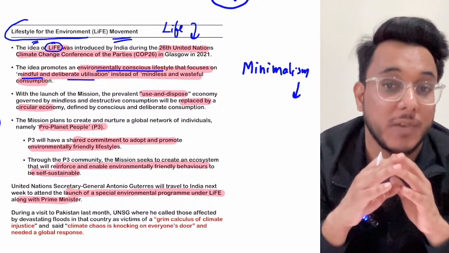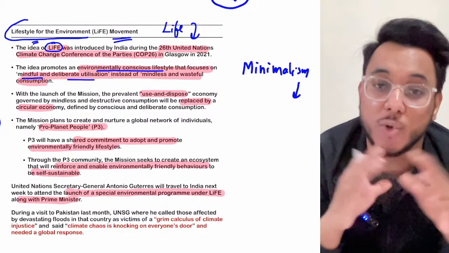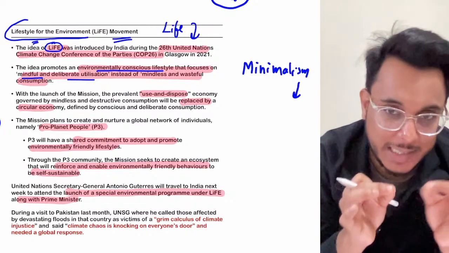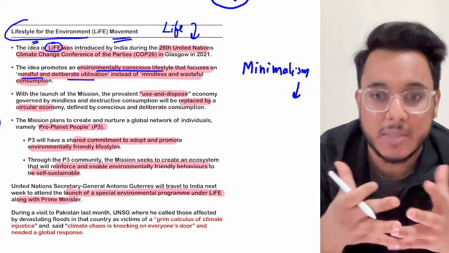They will not have too much luggage, too many clothes. They will not have too much furniture. They will not have too many things. Only a few things they will be having, only the things that they require. So minimalism is a lifestyle movement.